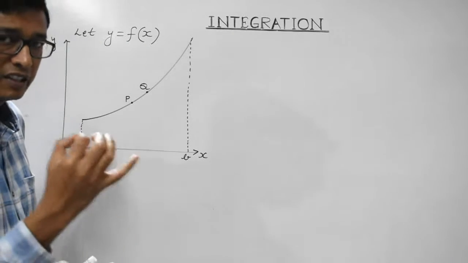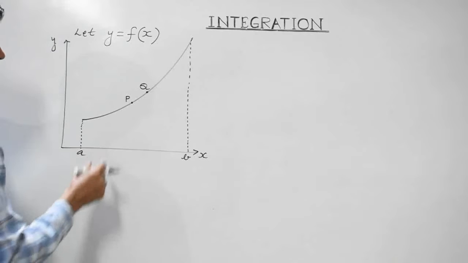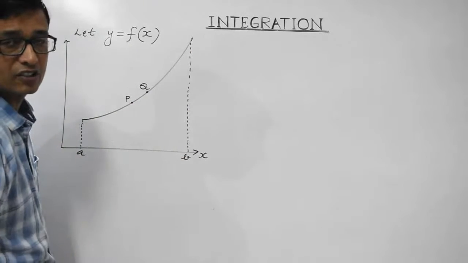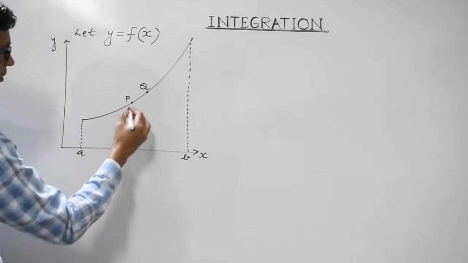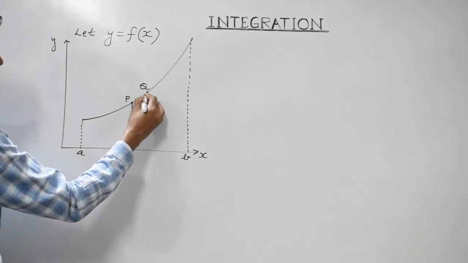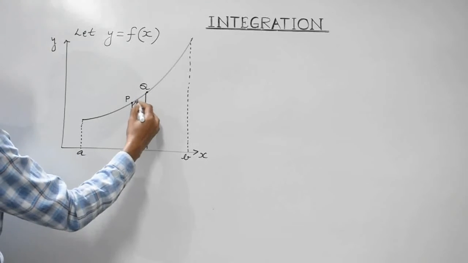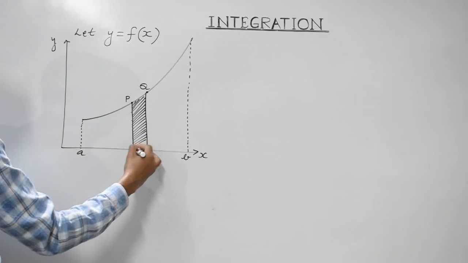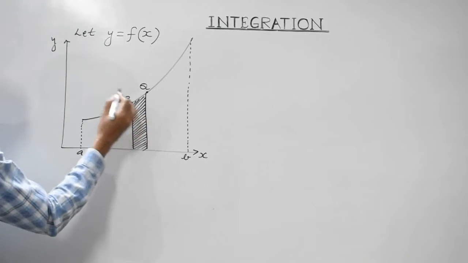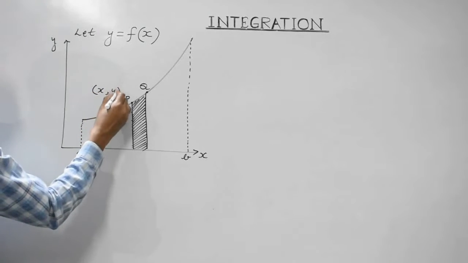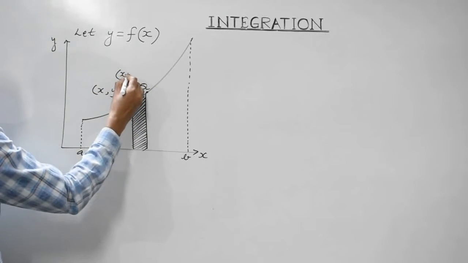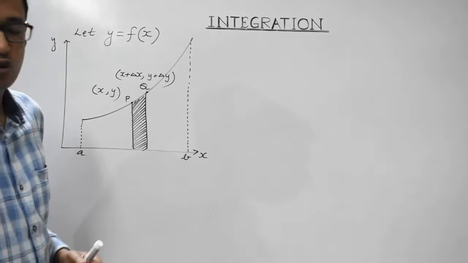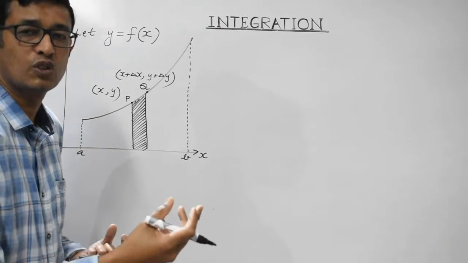So, how to find its area? Let's first discuss that. We will divide it into n strips, any number of small rectangular strips. Let us consider one such rectangular strip, this particular strip, an arbitrary strip. Let the coordinates of P be x and y, while the coordinates of Q are x plus del x and y plus del y. Del x and del y, you are aware, show a small change in x and a small change in y.